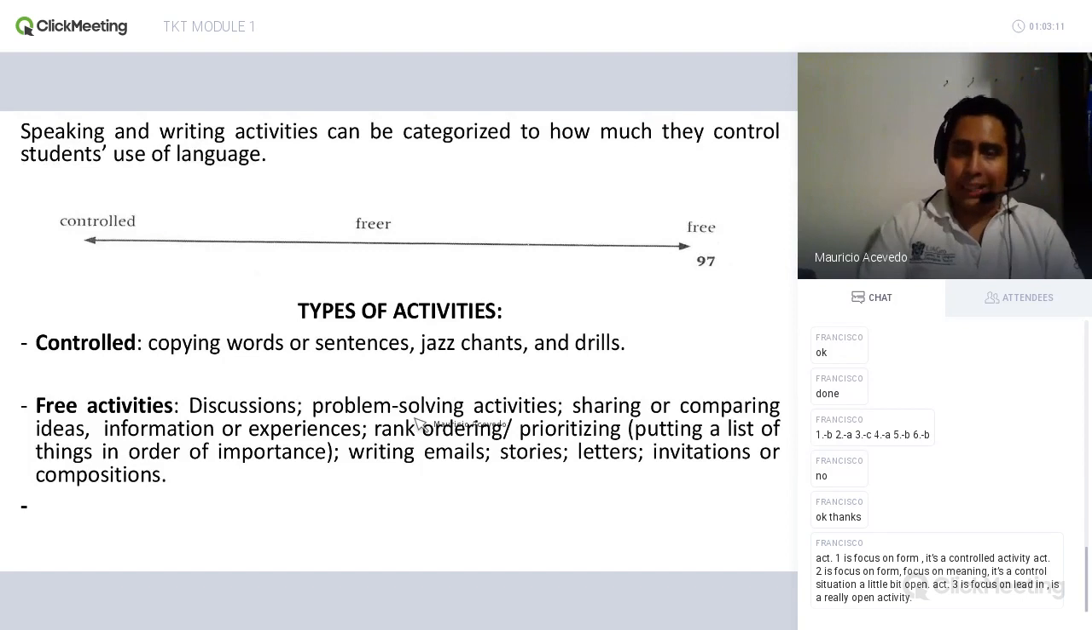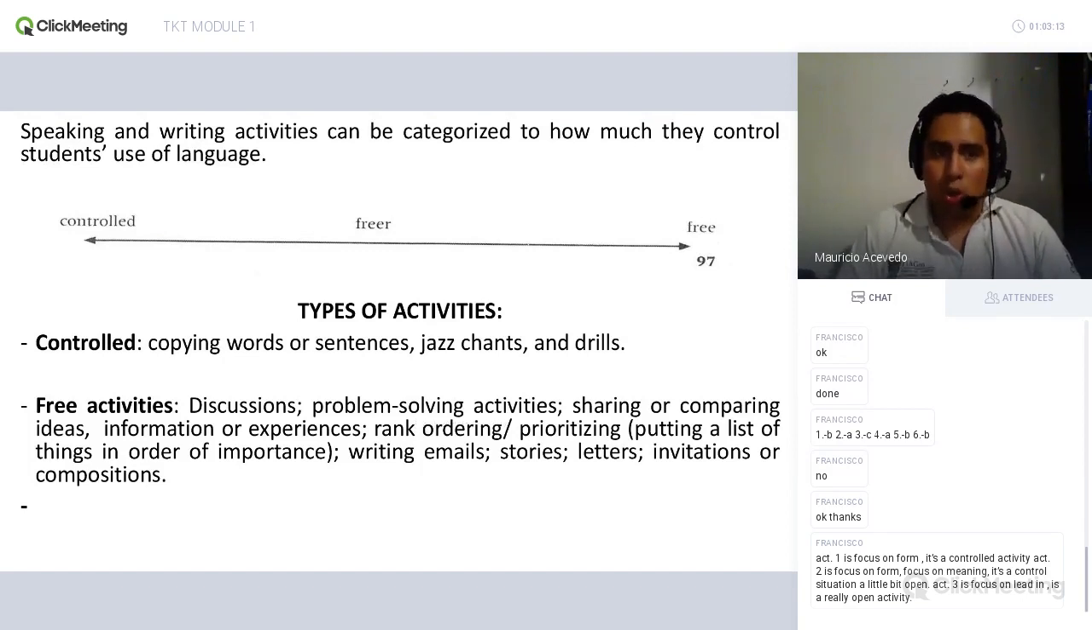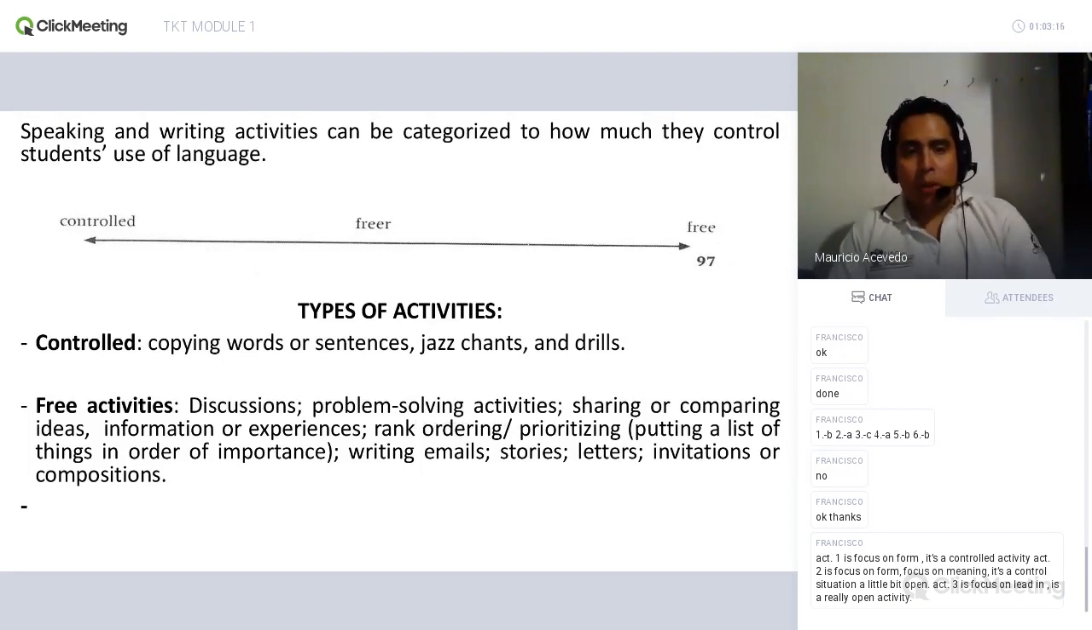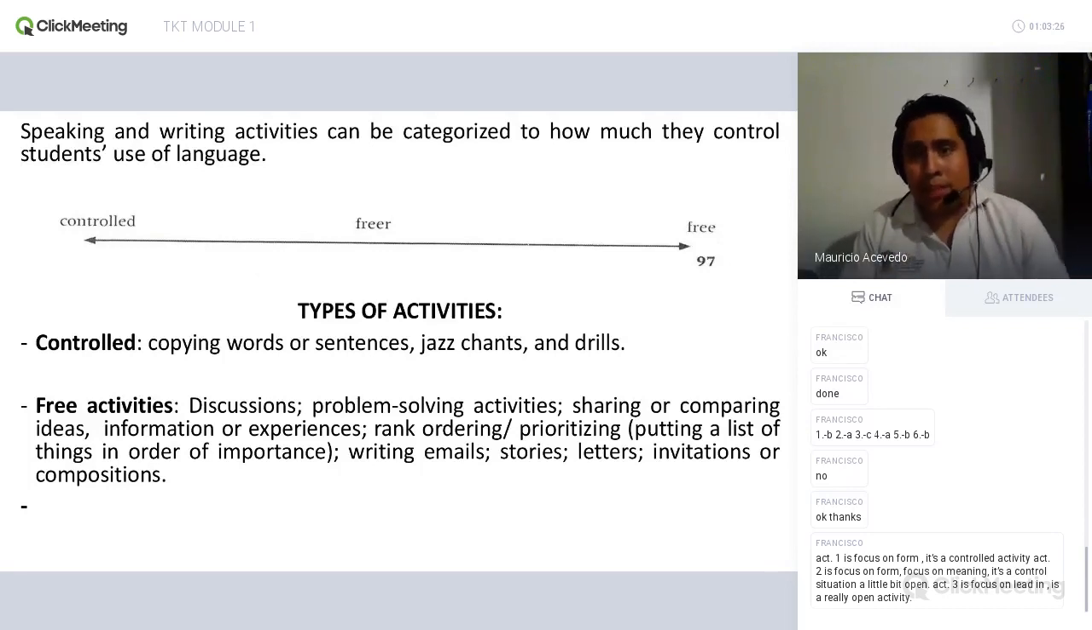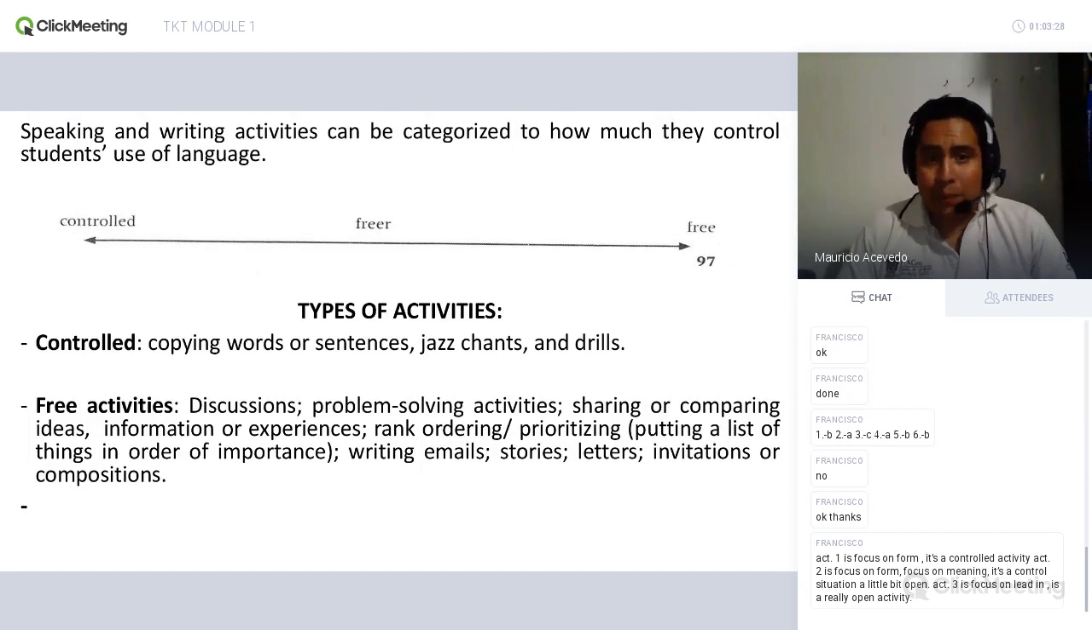What are these? Well, they are types of activities. Controlled, for example, copying words or sentences, chants, drills, and so on, in which you as the teacher control the whole activity. You don't give the chance to students to be themselves. Filling gaps, and that's it. Copy sentences. So they are totally controlled.